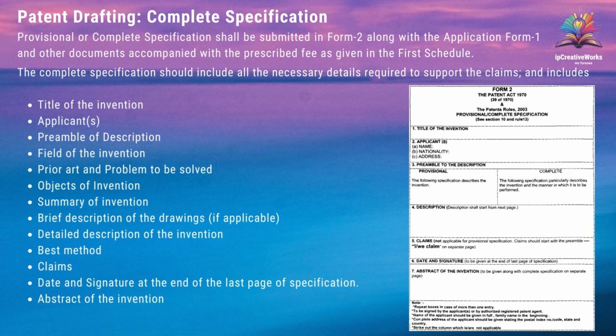The complete specification should include all the necessary details required to support the claims, and includes title of the invention, applicants, preamble of description, field of the invention, prior art and problem to be solved, objects of invention, summary of invention, brief description of the drawings, if applicable, detailed description of the invention, best method, claims, date and signature at the end of the last page of specification, abstract of the invention.